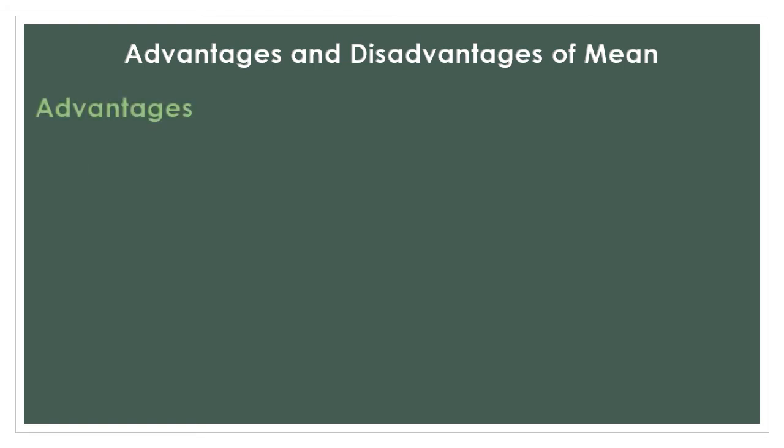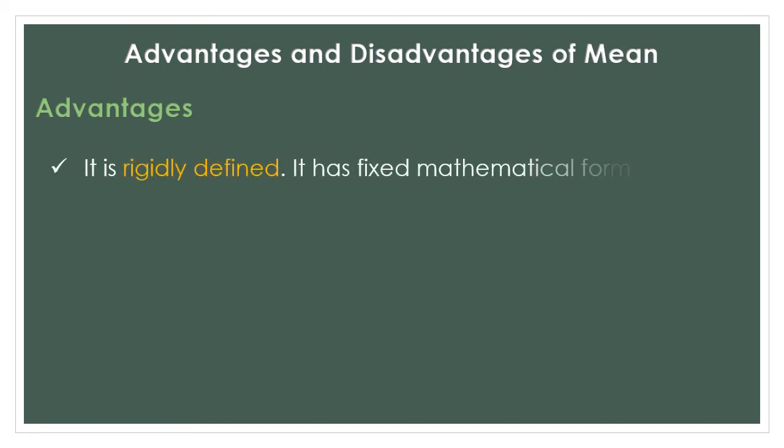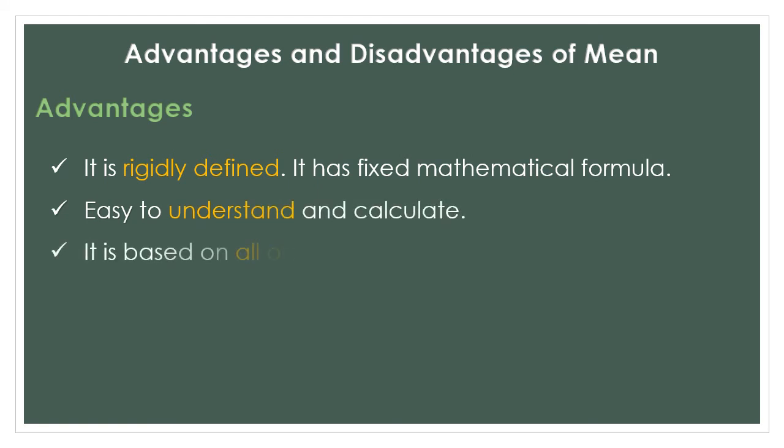The advantages first: it is rigidly defined. Now whenever you are talking about advantages and disadvantages of any average, keep in mind the characteristics of an ideal average. So whichever characteristics of an ideal average are applied to mean, that is an advantage, and whichever cannot be applied to mean, those are the disadvantages. Simple. So it is rigidly defined, that's why it's an advantage. Then it is easy to understand and easy to calculate. It is based on all the observations. That's what I said before. Any measure which uses all the observations is the best measure.